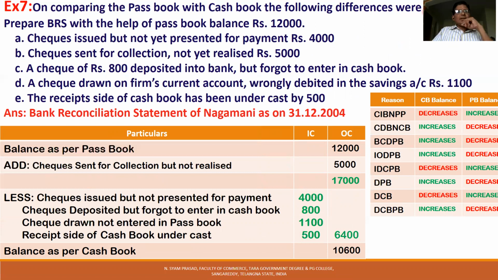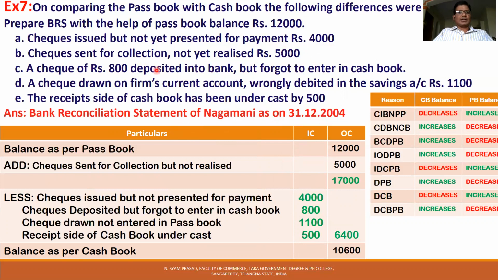Coming to the 7th problem, straight away, I will first read out the problem so that some people may write the problem. On comparing the passbook with the cash book, the following discrepancies were noticed. Prepare BRS with the help of passbook balance 12,000. Passbook balance 12,000 is given. Checks issued but not yet presented for payment 4,000.